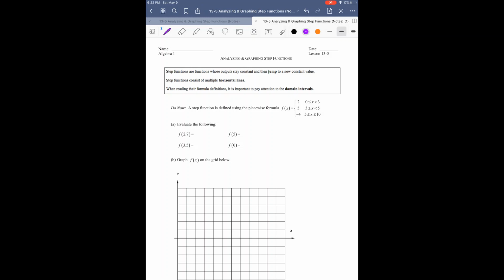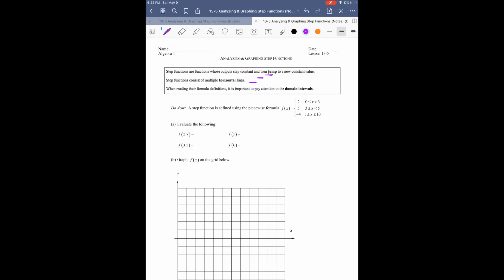Since these values are constant, there will be multiple horizontal lines on the graph of our step function. So think about it like a staircase is an example. We would have multiple straight lines for our step function. They don't always go in a pattern, like they're not always looking like you're walking up steps, but they will have that same look of all these horizontal lines.